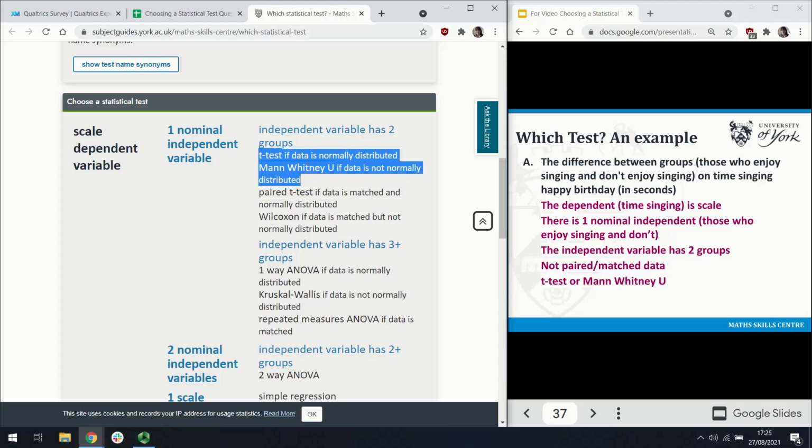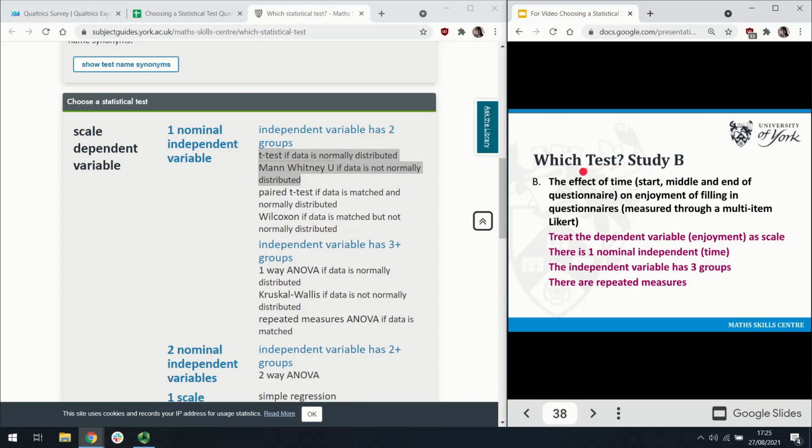The difference between these is that you use one if your data is normally distributed and one if your data is not normally distributed. Those are called assumptions and we'll talk about them at the end of the workshop. On to the next study.